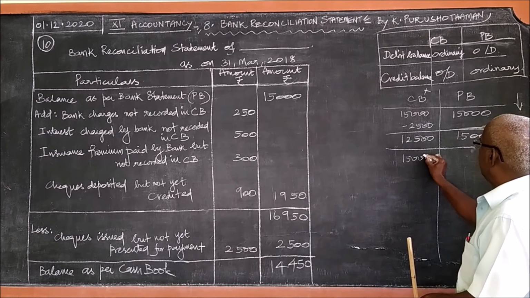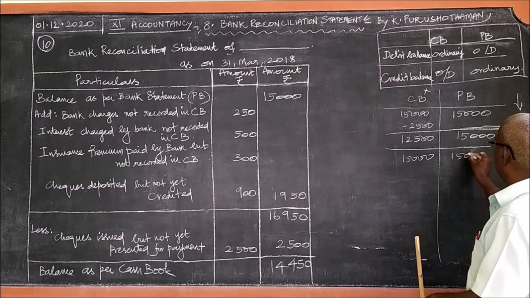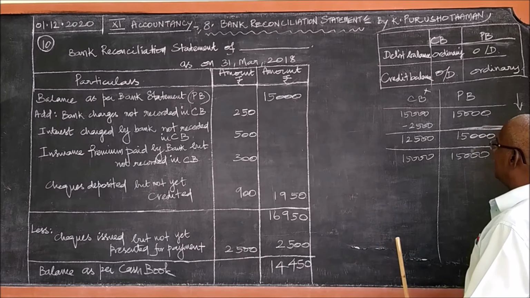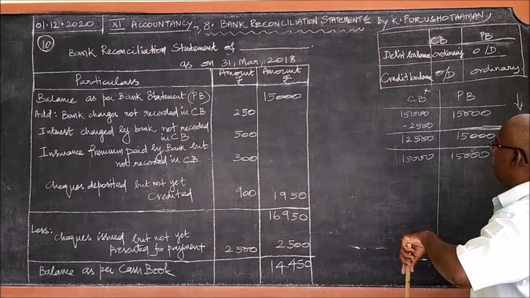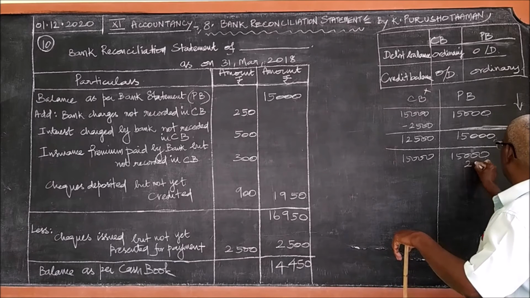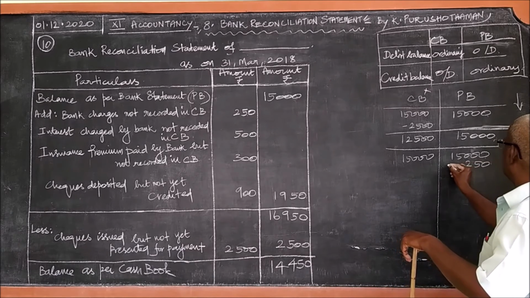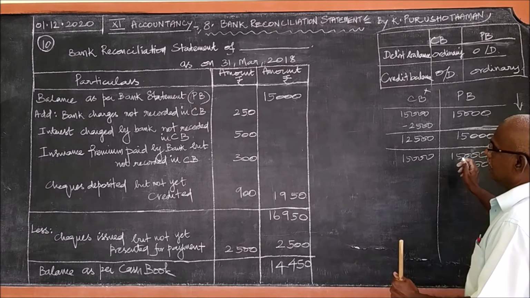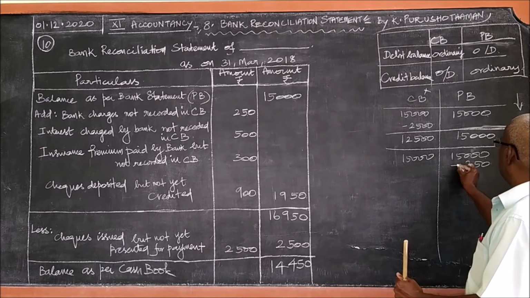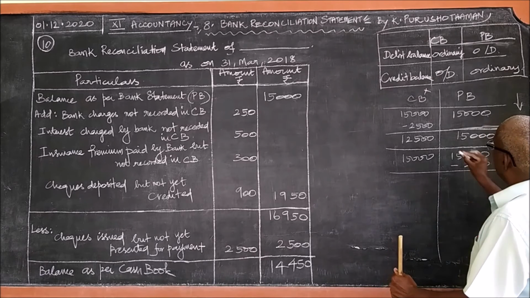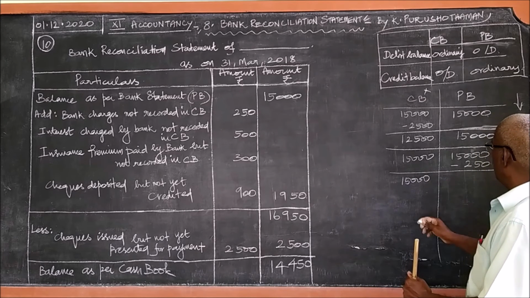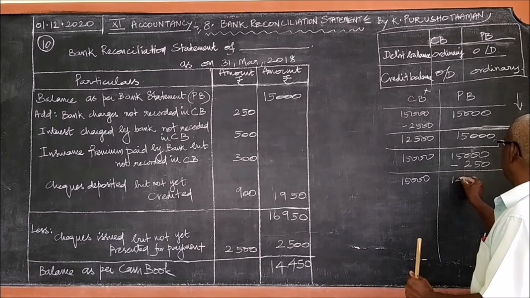This is 15,000. Then bank charges not recorded in the cash book. How much is it? 250. If the bank takes the bank charge, what happens in the passbook? It will be minused. In the cash book the business does not know it, but here it is 4,750.